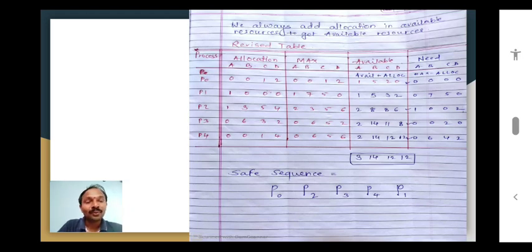So here, with multiple instances of the resources, the deadlock can be easily avoided, and this is what, guys, deadlock avoidance is, right? And in similar language, it is finding out the safe sequence for the processes.